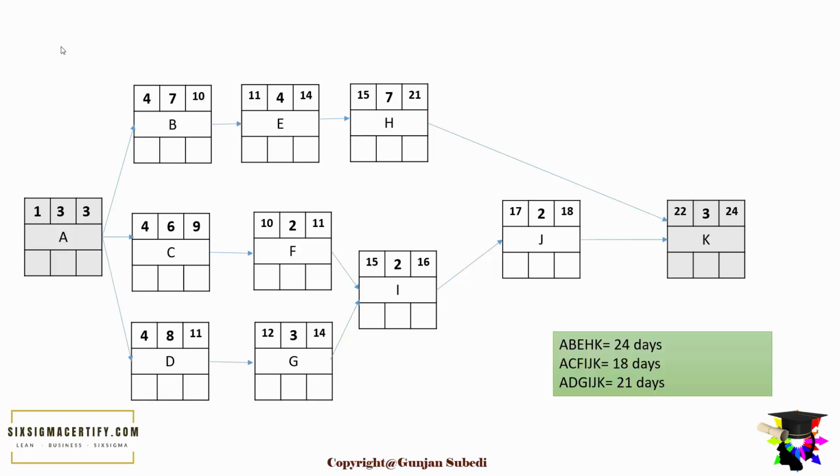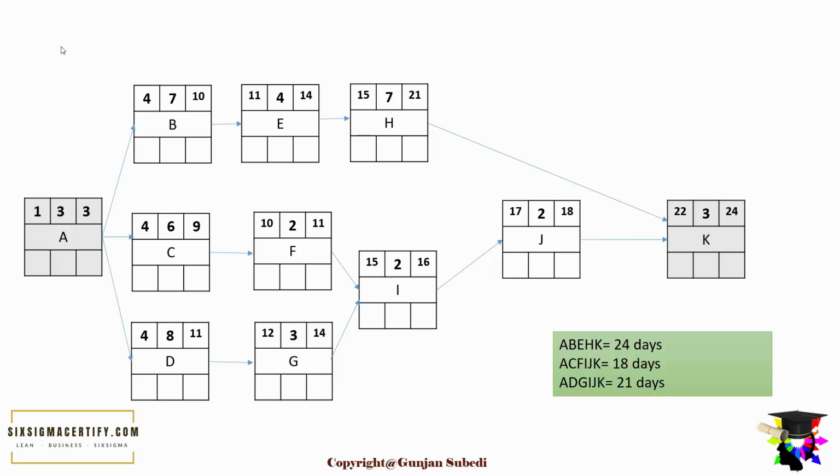But here, critical path is the minimum time it takes to complete the project. We know that there are other paths for the completion of the project as well. There are the other steps. We can follow ACFIJK and ADGIJK. So as one of the project paths takes 24 days, we can delay some days while we go from the path ACFIJK or ADGIJK, as they take less time than 24 days.